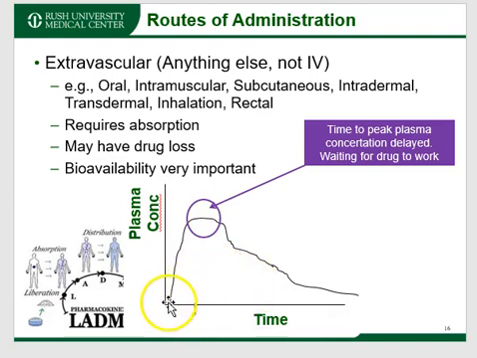If this is the time at which the drug is administered, there's a lag phase in terms of where the drug has its clinical effect, and that clinical effect can be within this area right here. But say the clinical effect needs to occur at the maximal plasma concentration, the time to peak plasma concentration is delayed. If you need to get to this part of this curve, you're essentially waiting this whole time for this drug to work.